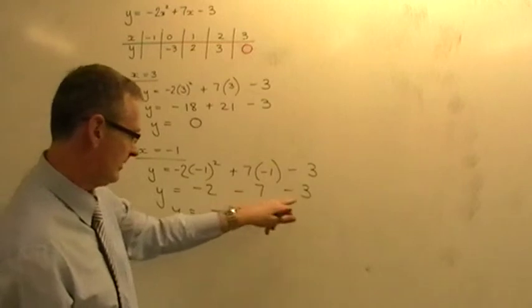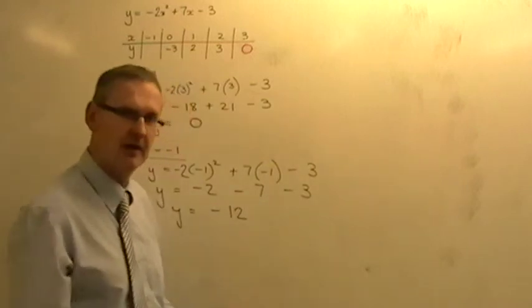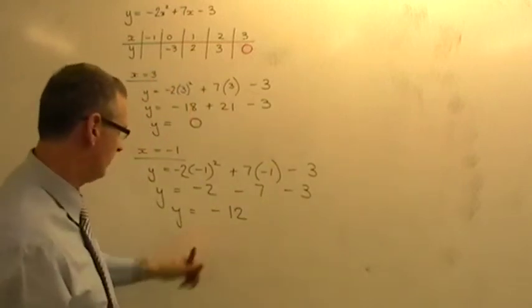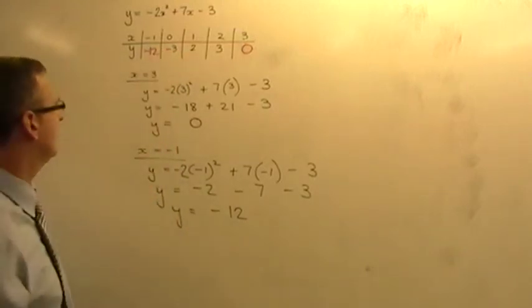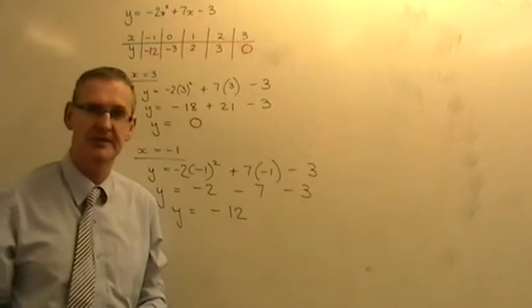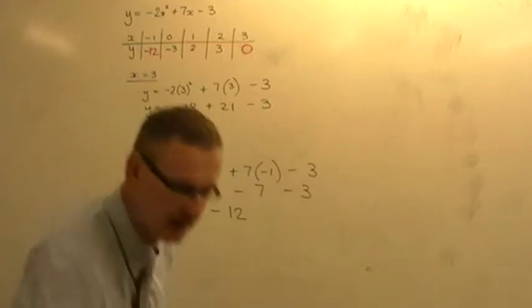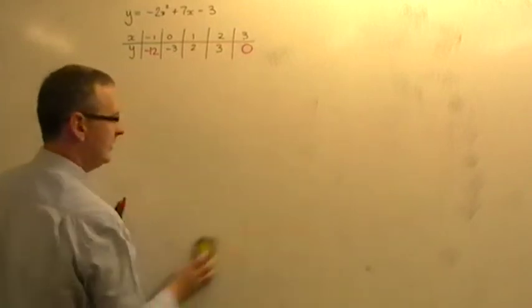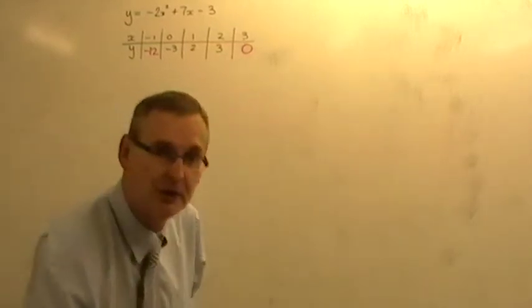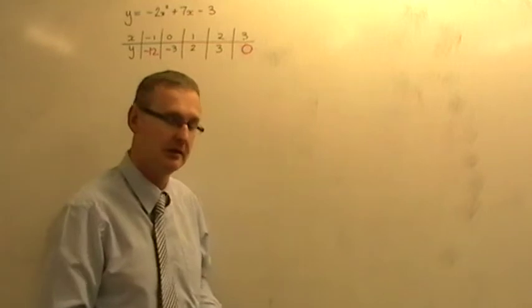Minus army, minus army, minus army, all join forces. 12 in the minus army. So we end up with minus 12 to be that value there. So there's the table completed. We can now plot the graph accurately. So in an exam, the axes would probably be set up for you and you just have to plot the points and join them up to get a smooth curve.